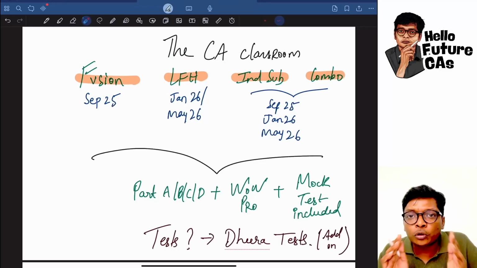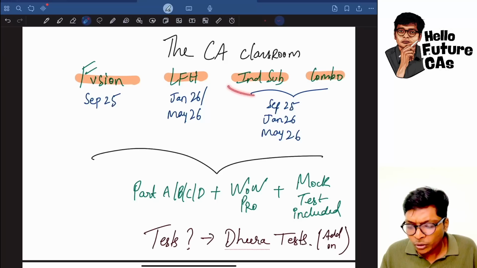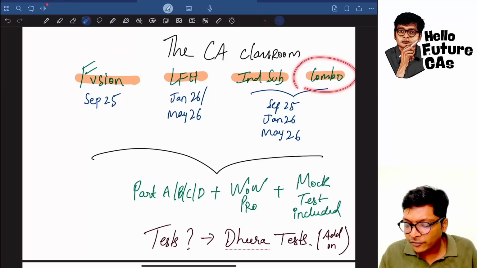Sir, I don't want the whole group, sir. I want only your accounts, or I want ma'am's audit, or I want only costing or direct tax. Then very simple, you can purchase individual subject, or we also have combos on our website.